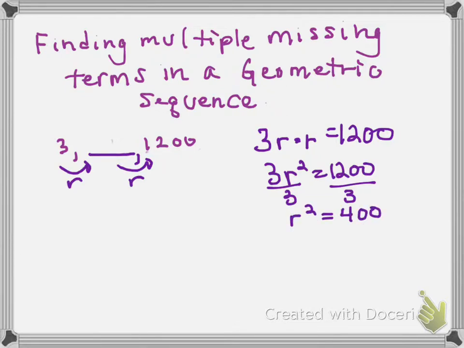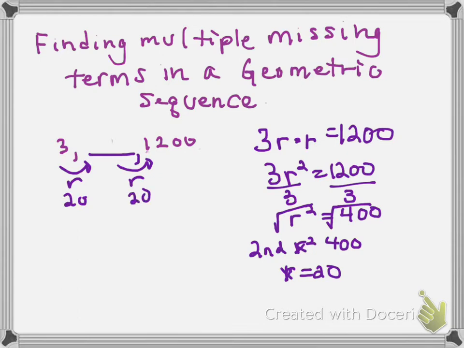Now, to get rid of a squared, we need to take the square root. On your calculator, you might have to do second and then x squared to take the square root, and then you'd do 400. And that'll give you that x equals 20. Really, it's r. Doesn't matter the variable you use. So if our ratio is 20, then we could say 3 times 20 is 60. And we could double check to make sure 60 times 20 is 1200.